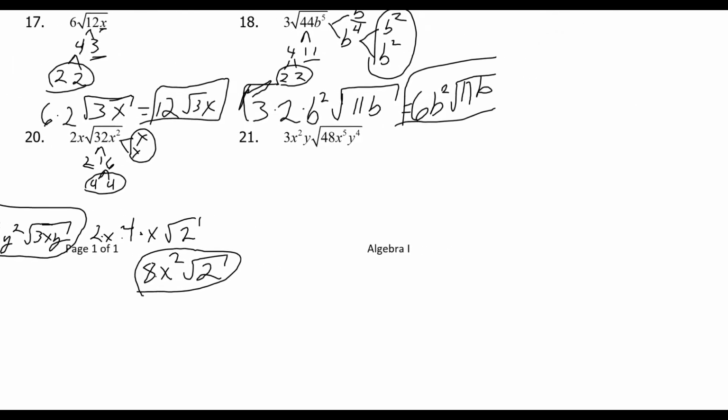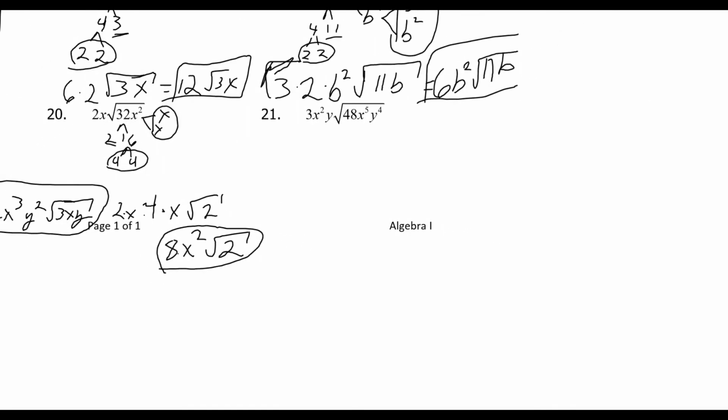Alright, now number 21. This is about as big and bad as problems get right here. Okay? And you'll see why in just a second. Why I said that. So, we're going to start things off by going ahead and writing down what's outside down here. So 3x squared y.